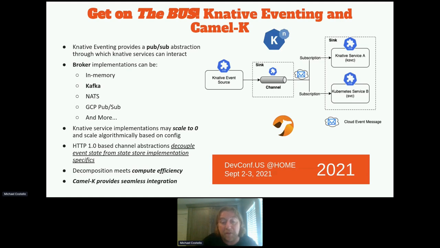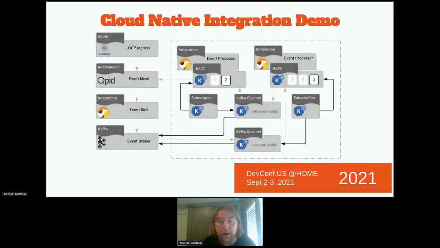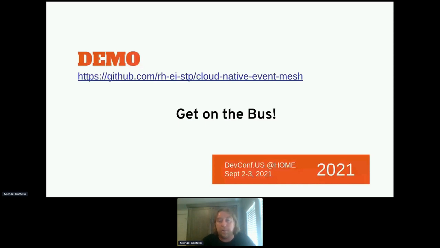Camel-K provides seamless integration. Real quick, this is what we've got here. Don't worry about the left-hand side unless you're doing the full-on demo. But inevitably, we'll have some Kafka channels, we'll have some subscriptions, and then we'll have some things that pick up from there. So real quick, let's go ahead and do a demo.